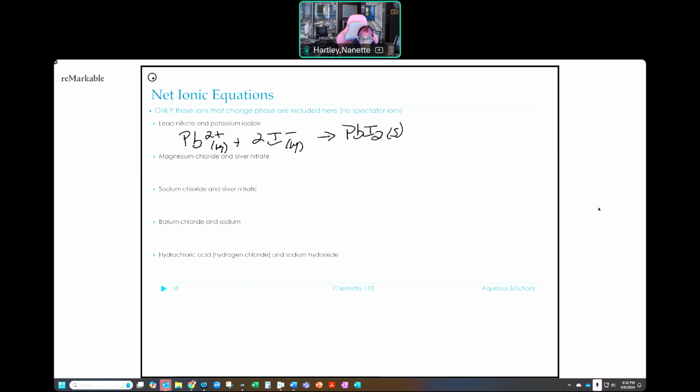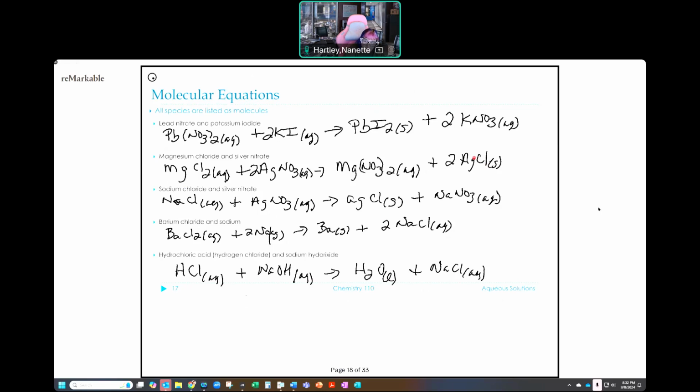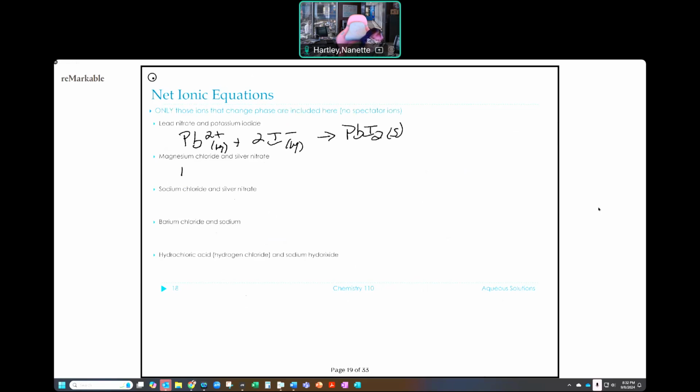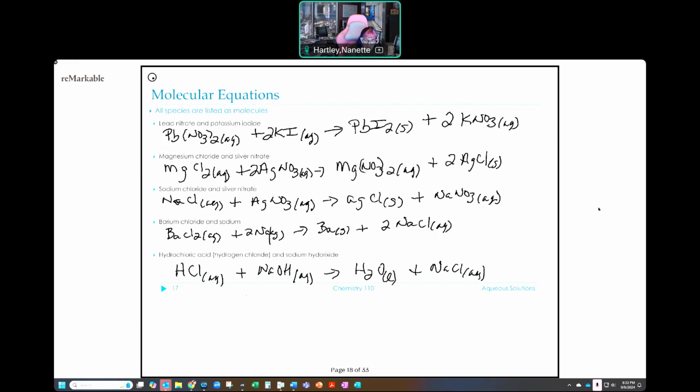So if we know that the silver chloride is the solid of interest in our magnesium chloride plus silver nitrate equation, because remember when we talked about this, it was that silver chloride solid that we formed, right? So it's only going to be that silver ion, Ag plus, plus that chloride ion, Cl minus, going to the AgCl solid. Now, I understand that when we did this equation over here, we had 2 Ag and we had 2 Cl to make AgCl, right?